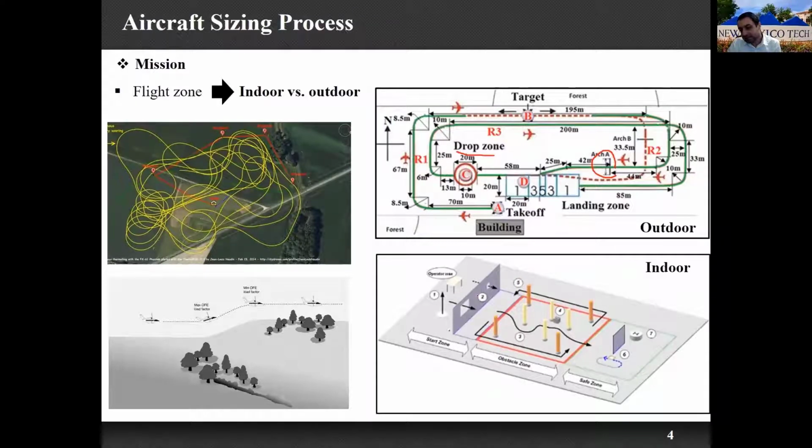This is an indoor mission, as we can see here. Here I cannot design a fixed-wing drone to do this in the indoor space.